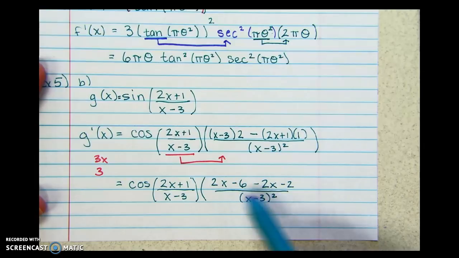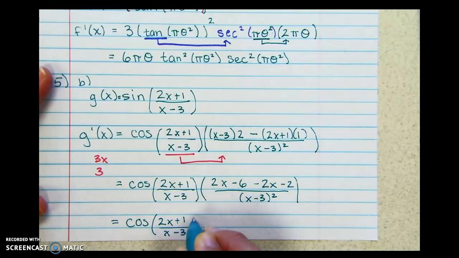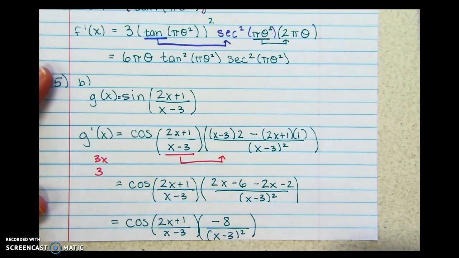To me, it looks like these two x's cancel, and -6 and -2. Let me know if you think there's a mistake somewhere in any of these. Feel free to email me or post a comment on Google Classroom if you notice a mistake. But to me, this looks okay. All right, thanks for watching.